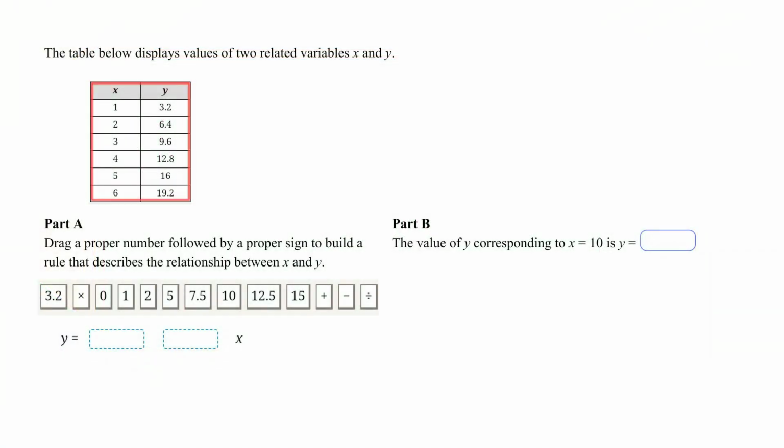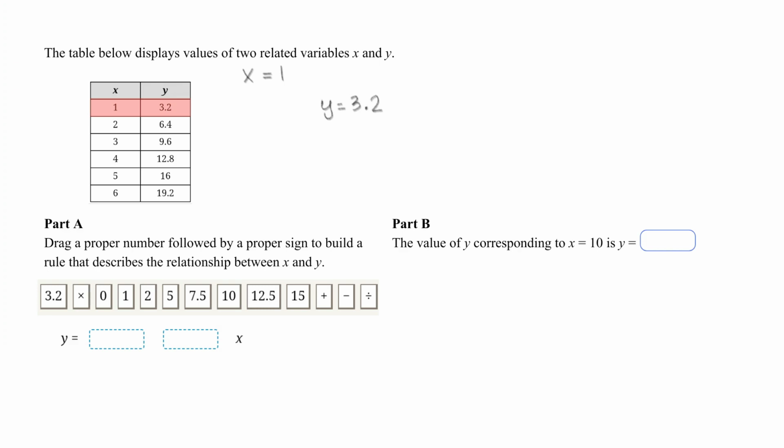Let's take a look at this table together. We have two variables, x and y, and we need to figure out the rule that connects them. Part A. To find the rule, we want to see how y changes as x goes up by 1. Look at the first row. When x equals 1, y equals 3.2.